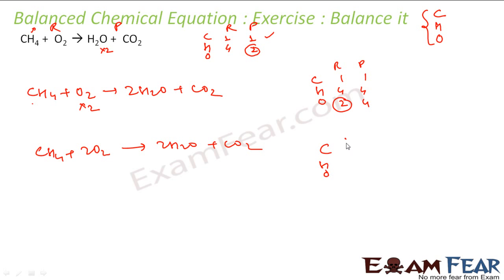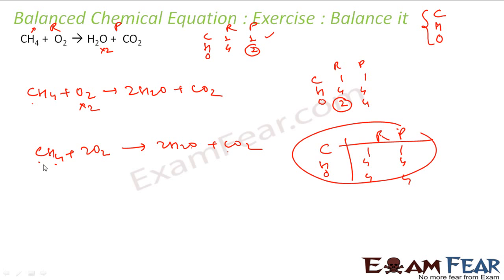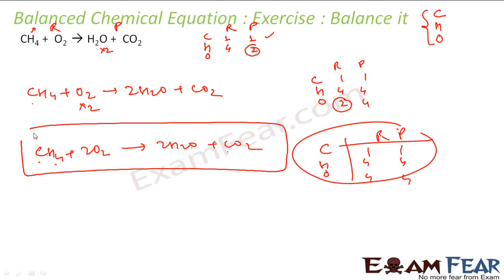Let's check if it is balanced or not. So we have CHO, we have reactant, we have product. How many carbon elements? 1 in reactant. How many carbon elements in product? 1. Hydrogen we have 4 here. We have 4 here. Oxygen we have 4 here. And we have 2 plus 2, 4 here. So if you see, it is balanced. So this is my balanced chemical equation.